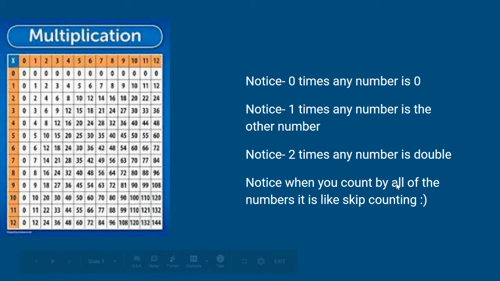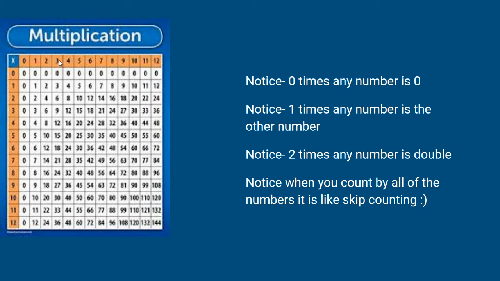And when you skip count by all the numbers, when you're looking at the answers, it's just like skip counting. So 0, 3, 6, 9, 12, 15, 18, 21, 24, 27, 30, 33, 36. So it is skip counting, but it's actually multiplication. It shows you the answer.